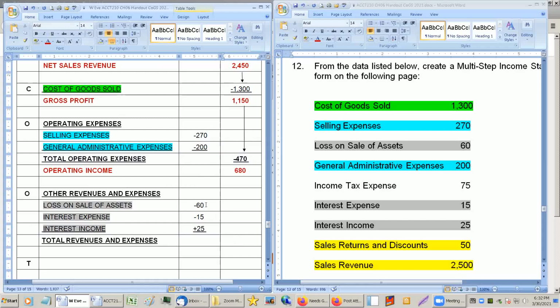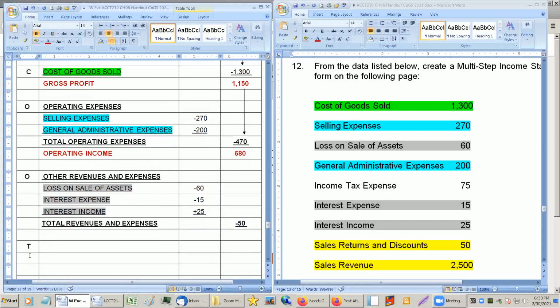Okay, so negative 60 minus 15 plus 25. A lot of times, just to keep myself from getting confused, I'll do the pluses first and then subtract out. So we have a positive 25, so I'll start out with that. And then say minus 60 minus 15. So the total is minus 50. And again, this one's tricky because they can be pluses or minuses. So it's a little bit trickier than most of them. Most of them are just minuses. They're costs or expenses.